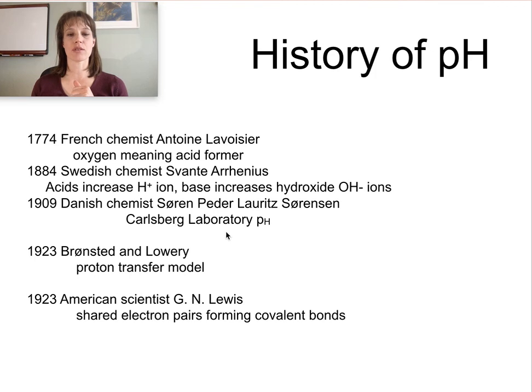In 1909, Sorensen labeled the first solution in the lab, and in 1923 there was the Bronsted Lowery model with a proton transfer. So the Arrhenius and the Bronsted Lowery definition of acid is similar because of the proton or the hydrogen, but the bases could actually be different. And then in 1923, the American chemist Lewis, who is known for the Lewis dot diagrams of electrons in the outer shells, defined acids and bases based on that electron sharing and creating covalent bonds.